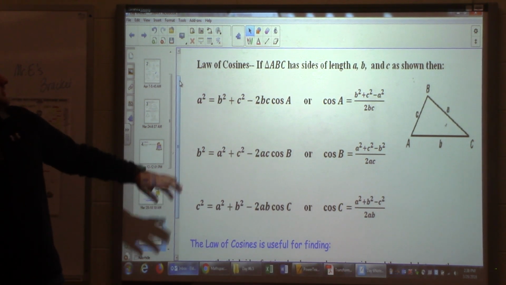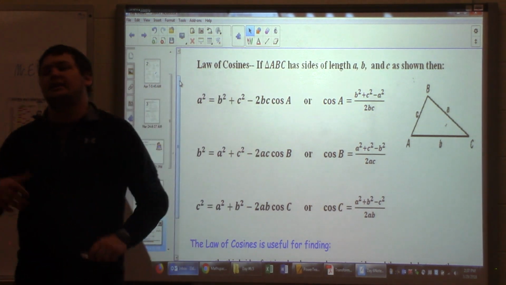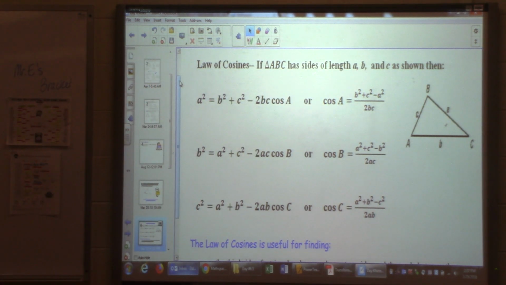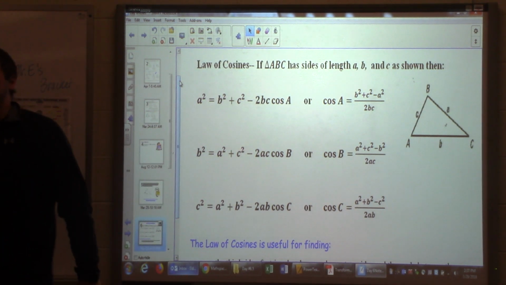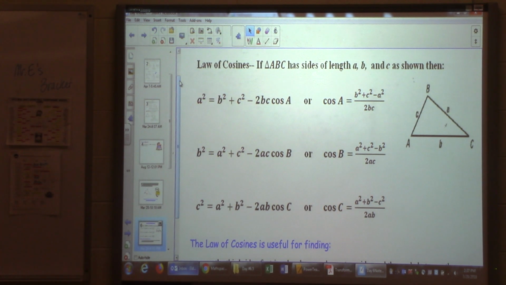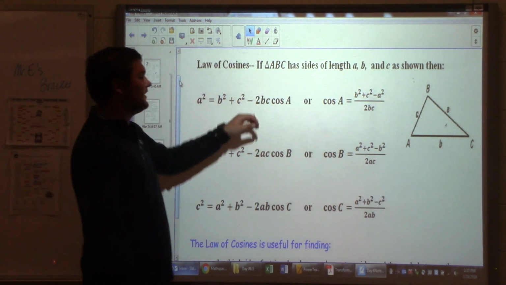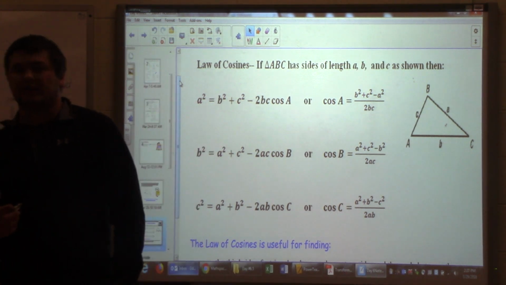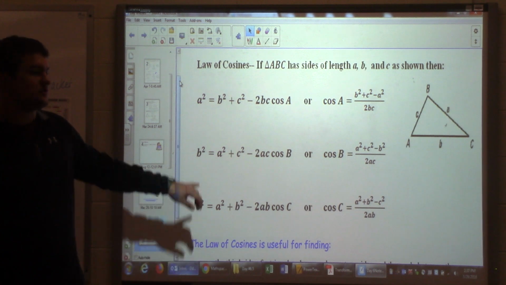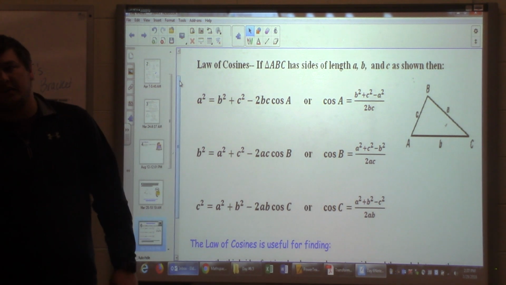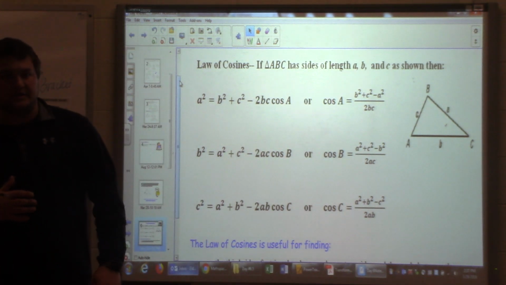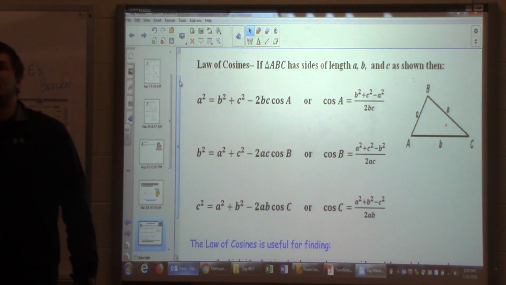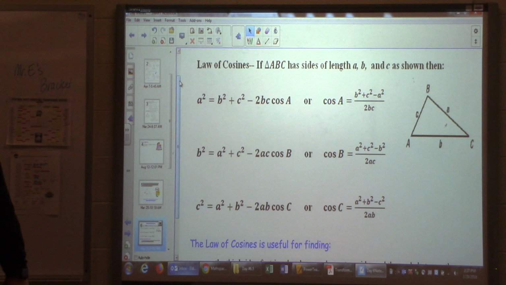So, it looks like a lot of mumbo jumbo. You'll get used to it as we go along. Think of it as you're solving for a side length. I want to take the other two side lengths squared, add them together. Then I'm going to subtract off 2 times those other side lengths times the cosine of the angle that corresponds to the side I want to find. You'll figure out a way to remember it. I'm sure of it. You guys are pretty smart. The more you practice it, the better you'll get at it.